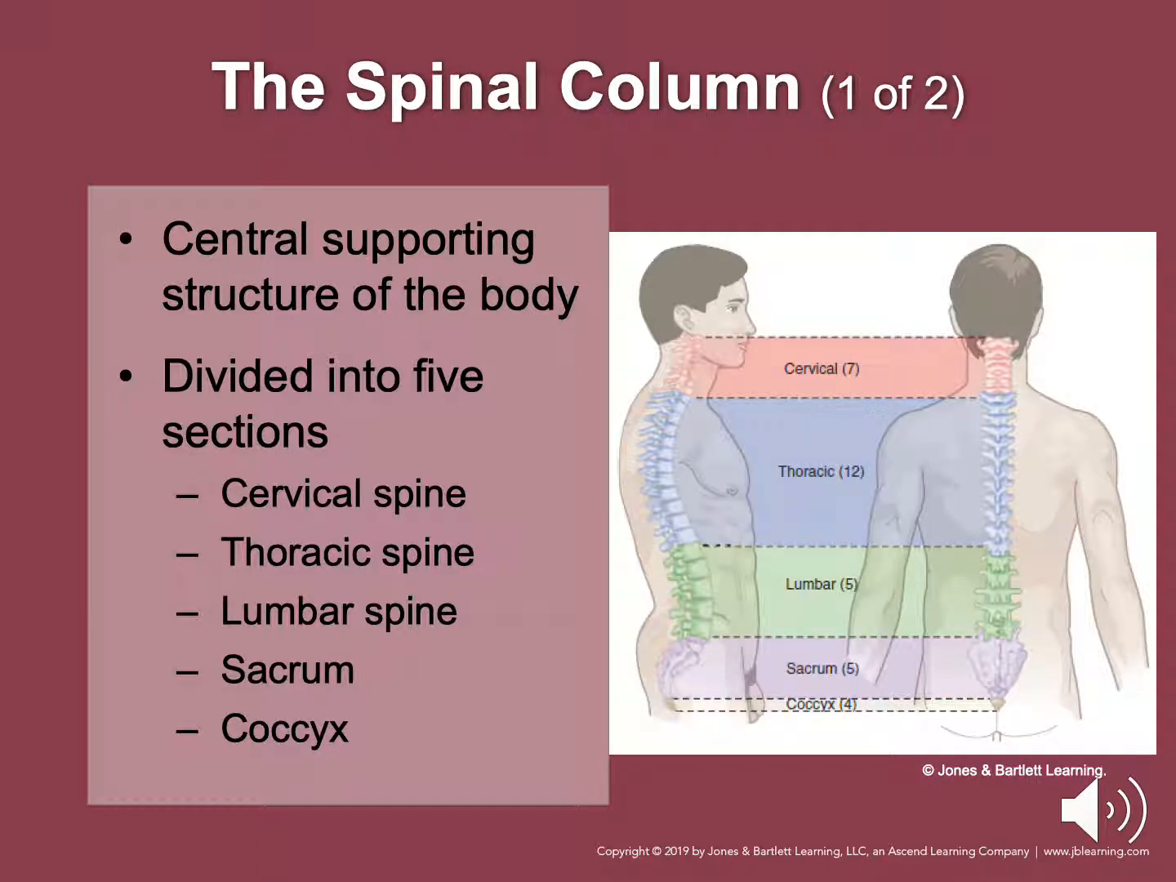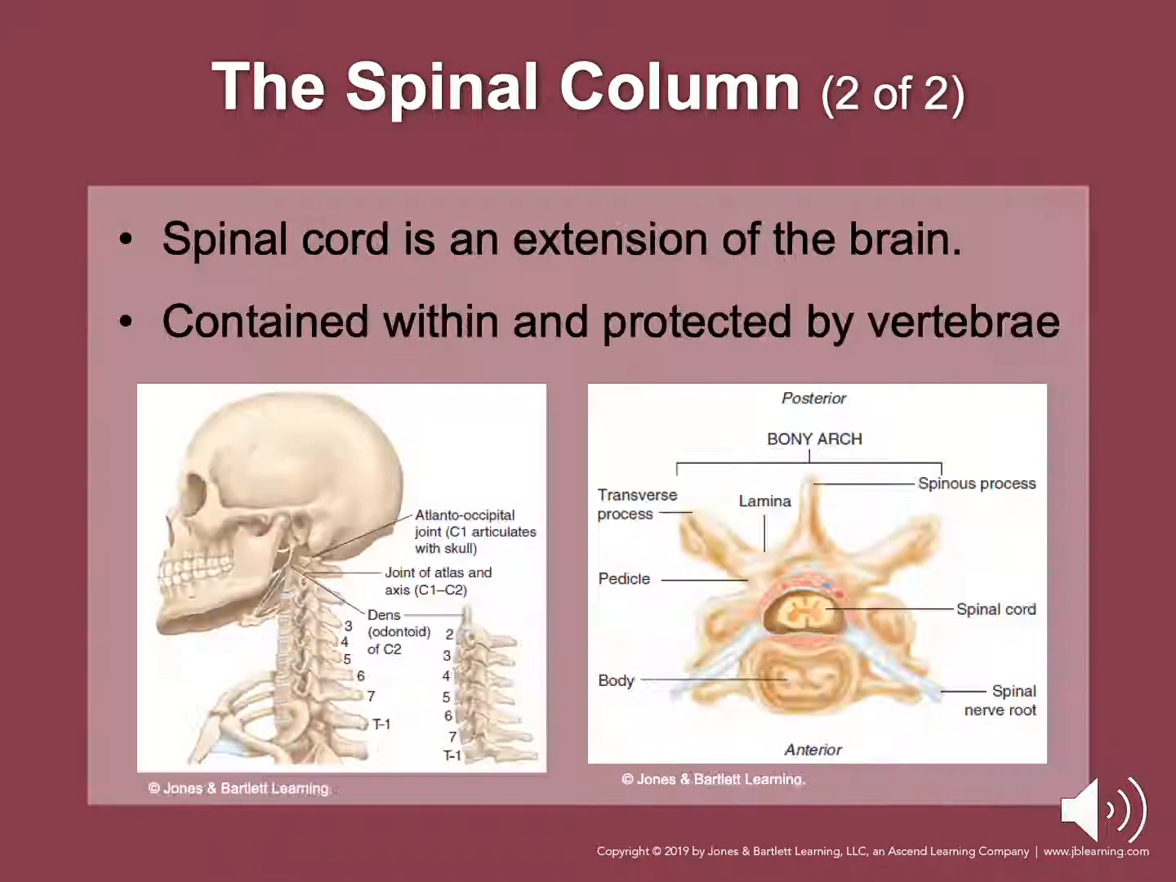The spinal cord is an extension of the brain. It's contained within and protected by the vertebrae. You can see the makeup of the vertebrae here, and I always remember that these vertebrae help house the spinal cord itself. Then you see the spinal nerve root that comes out here too, and the body of the vertebra to the back, and you've got pedicles and all that. So these get pretty interesting as they go down.